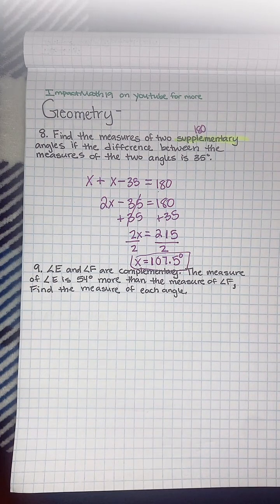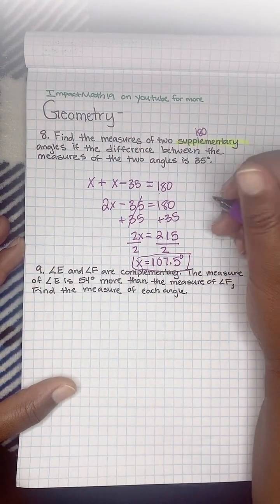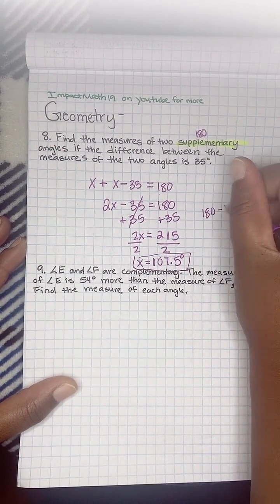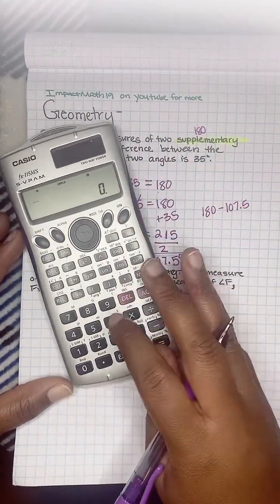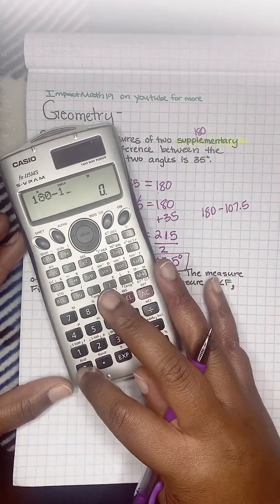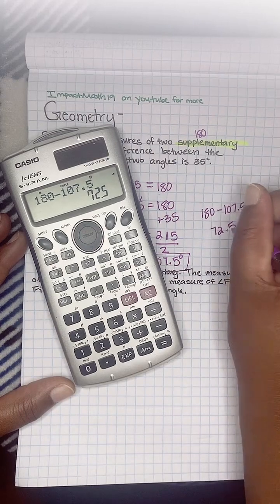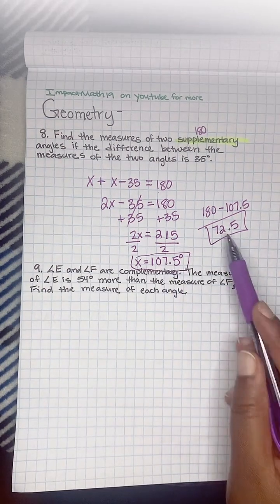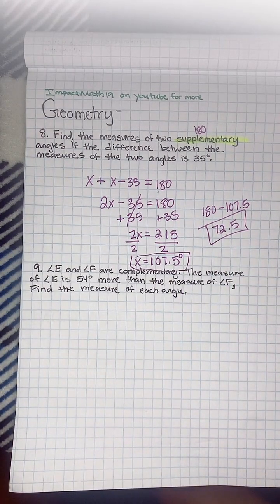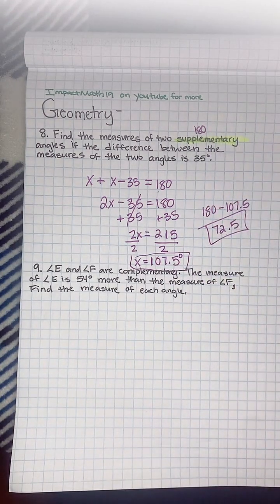180 minus X. I love it. 180 minus 107.5. Wonderful, yes. To find our second angle, we can just do 180 minus 107.5. So 180 minus 107.5, and we're going to get 72.5. So first angle, second angle. And those are the two angles that add up to supplementary.